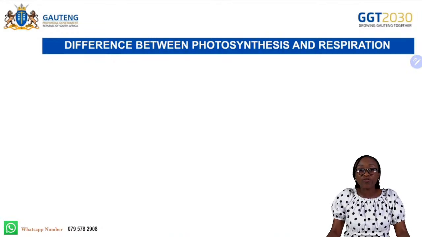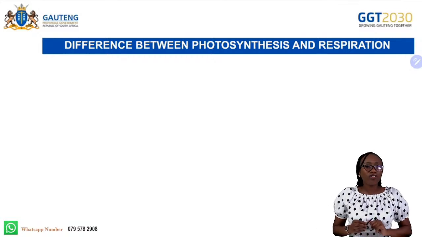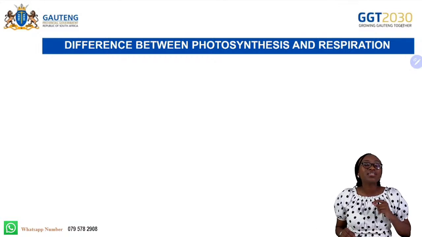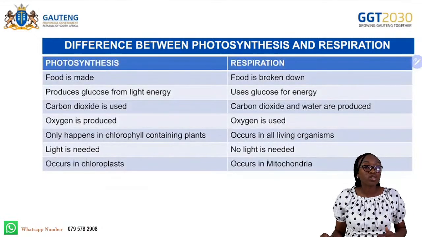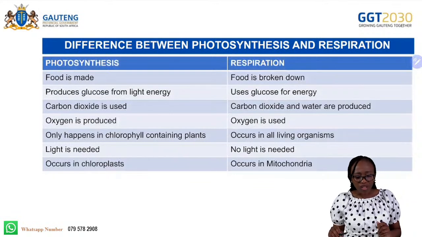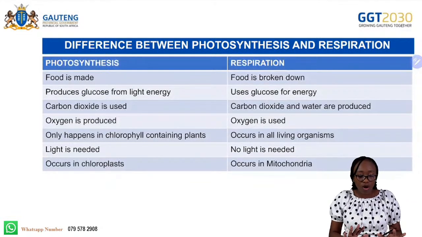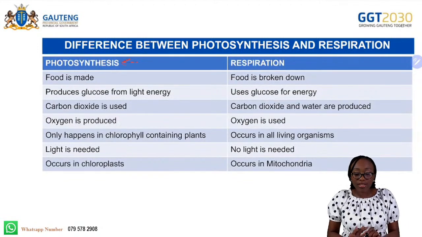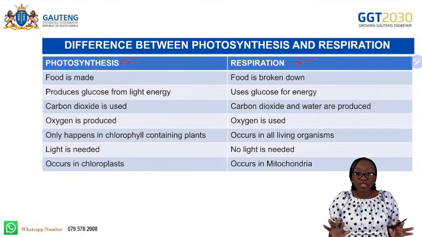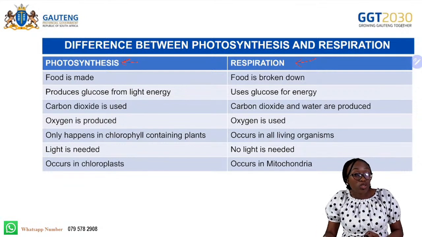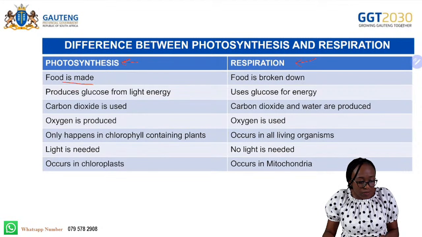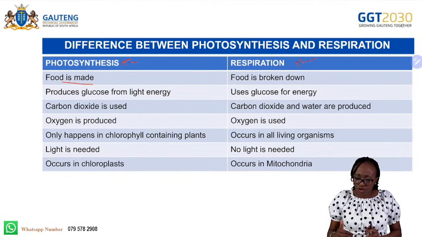All right, so we've learned about photosynthesis and we've learned about respiration. Now, what are the differences between these two very important life-driving processes? I've got a table here with two columns. Column 1 is photosynthesis, and column 2 is respiration. We are going to compare these two and see how they are different. In the process of photosynthesis, food is made. With respiration, food is broken down.